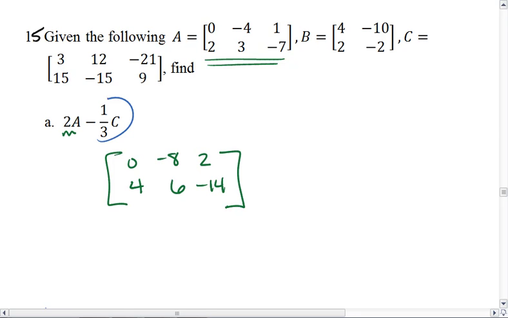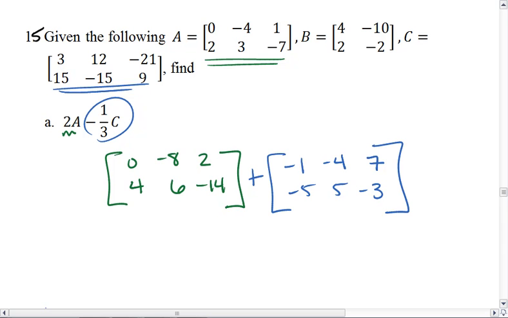Next, I would deal with this negative 1/3 C. Personally, I think it's easier to add matrices than to subtract them. When you subtract, usually you end up missing the negative at some point, so adding just makes it a little bit easier. So instead of multiplying through by 1/3, I'm going to multiply through C by negative 1/3. This gives me negative 1, negative 4, positive 7, negative 5, positive 5, negative 3.